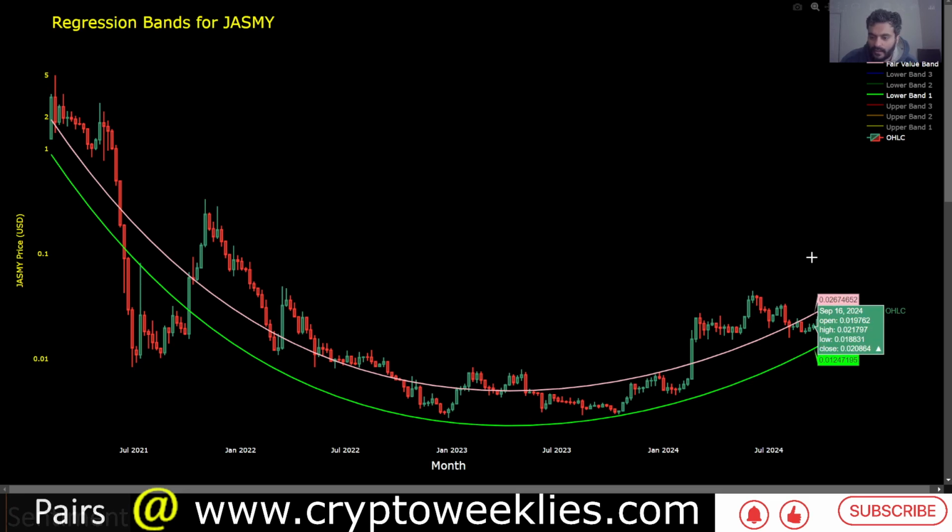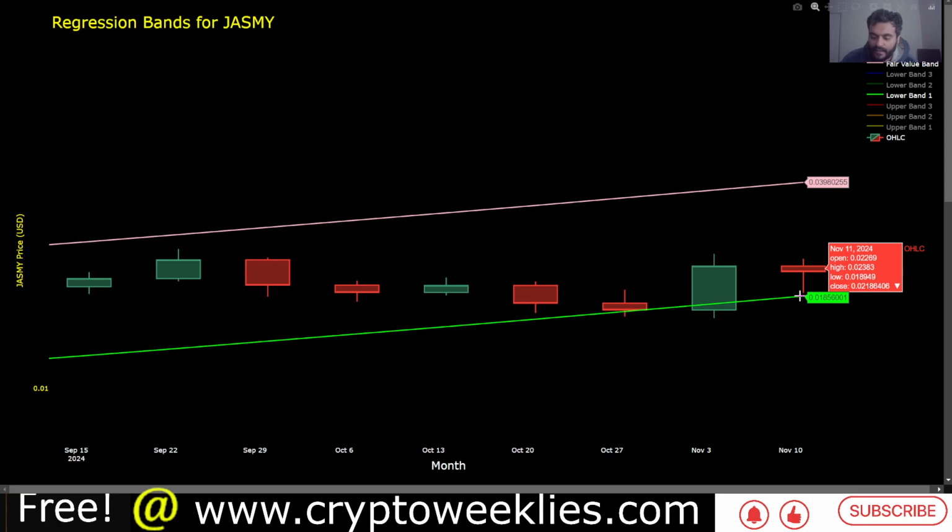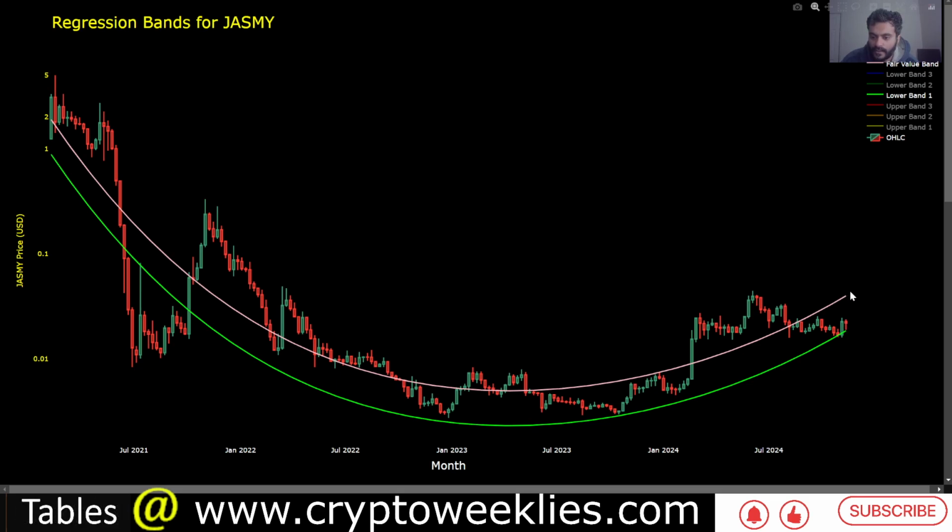That means the key level to watch to the downside is 1.856 cents, so 1.85 cents. If the prices keep on holding their own on the 1 standard deviation bottom, then the next level to watch is a rally to the 3.98 cent level.